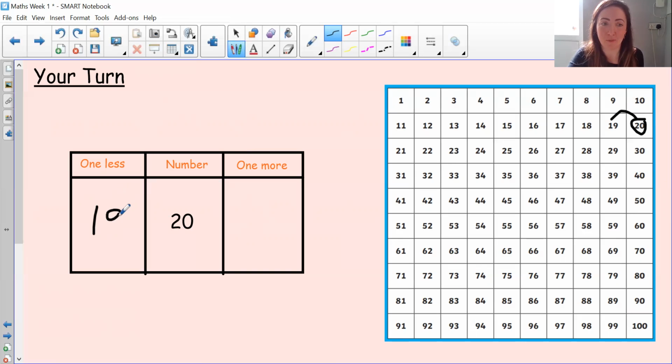And then one more than 20. Ooh, it's a bit of a trickier one, isn't it? There's no number there. Did you know that we need to go to the next row? The beginning of the next row, 21. Right, did you work that out? So one less than 20 is 19 and one more than 20 is 21. Amazing.